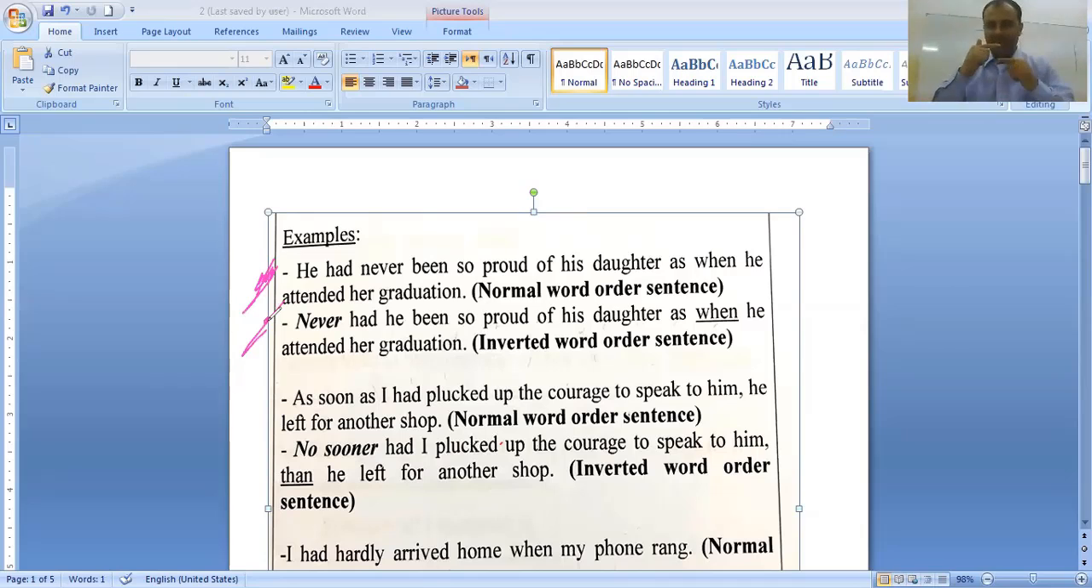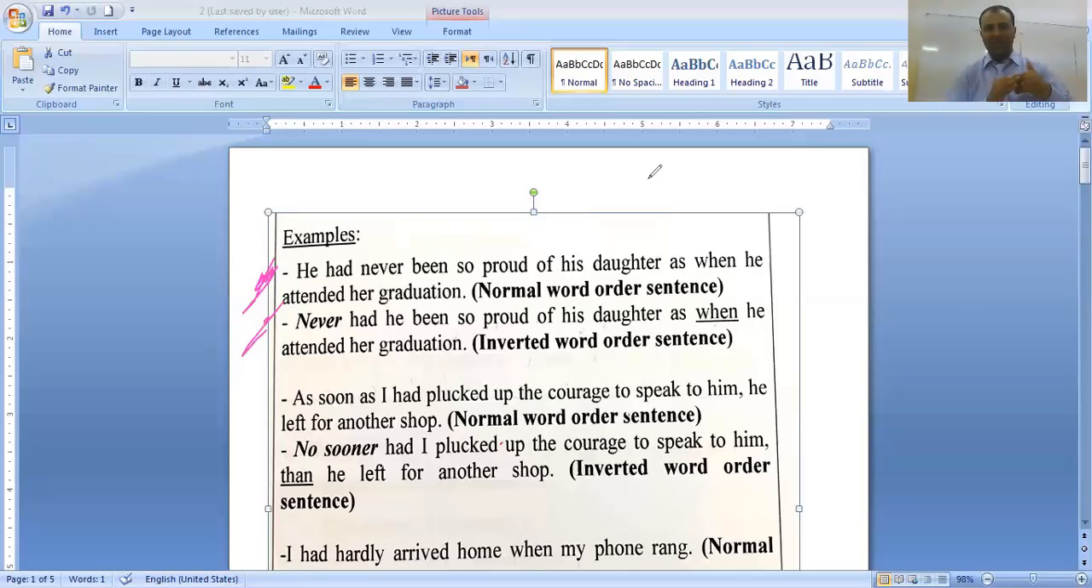Look carefully at these two sentences and tell me what is the difference. What is the difference between these two sentences? Do you know the difference? Look carefully, especially at the first three words. He had never. This is the first sentence. This is the normal word order.